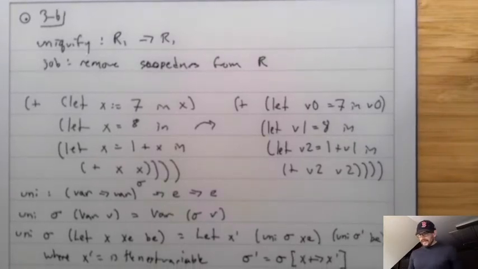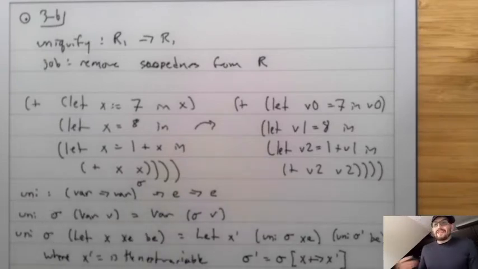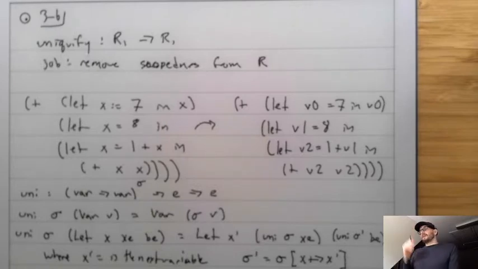Now, when I say the next variable, what I mean is that this uni function has to have access to some counter that's going to keep track of how many variables there's been. And these have to be totally unique. So it can't be part of row. It has to be like a global variable, let's say. Now, these two are the most interesting cases.